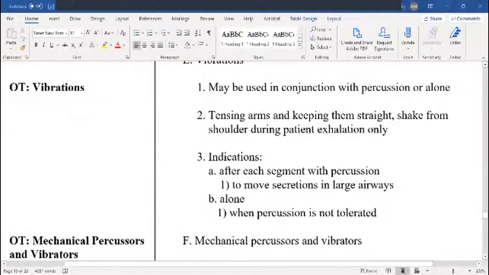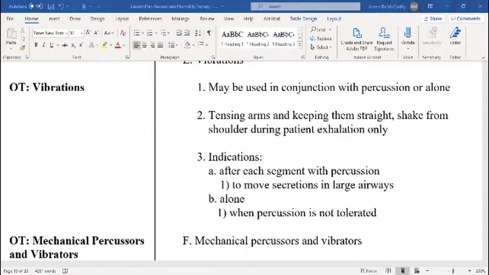Number three, indications would be after each segment with percussion. After you percuss on that real good and you're draining them, tell them to take a deep breath and exhale. When they exhale, you would shake. That's a whole of three things: you drained them, percussed them, and shook them. That's the combination that you will use when you're doing your treatments.